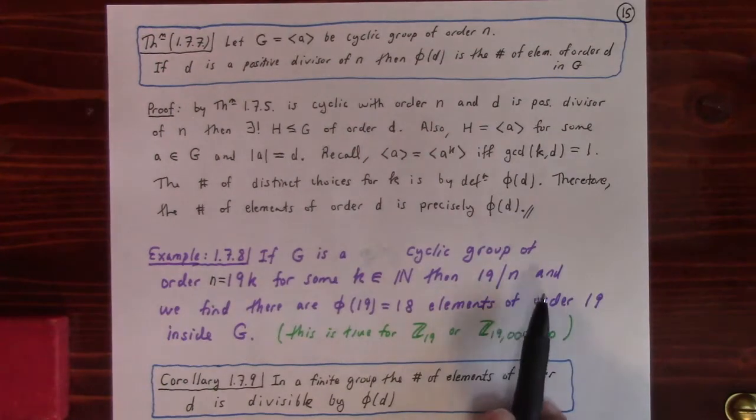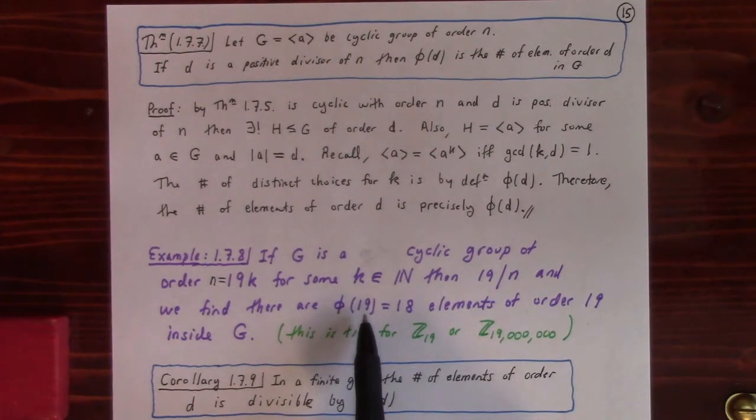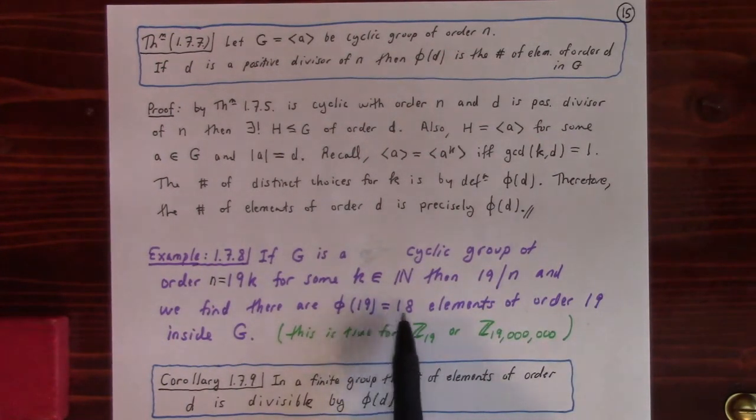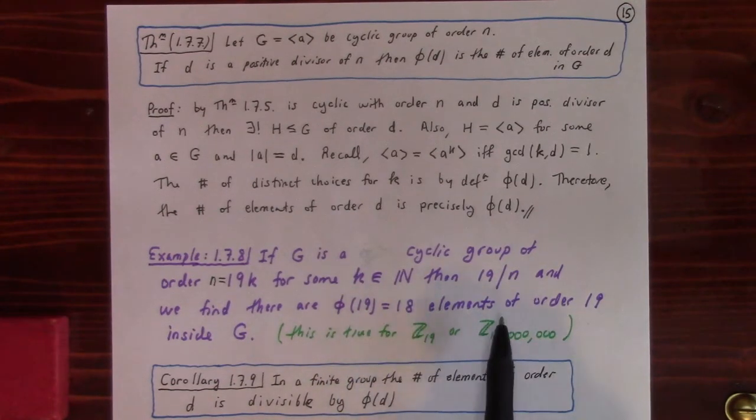Well, 19 divides n, and we find that there are phi of 19, namely 18, because 19 is prime, right? So 19 minus 1 is 18 elements of order 19. And it doesn't matter if you're in Z19 or if you're in Z19 million, there are still 18 elements of order 19, so phi of D gives it to you.